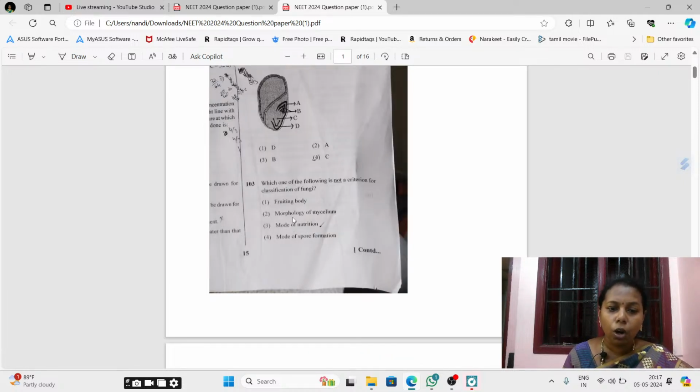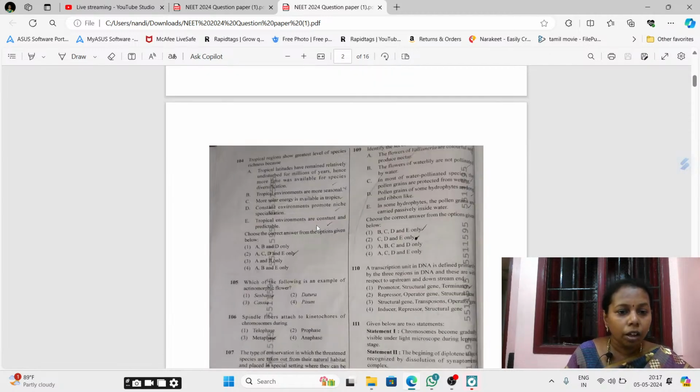Which one of the following is not a criterion for classification of fungi? We take fruiting body and morphology of mycelium, but not mode of nutrition. So 3 is the answer. The fourth one, biodiversity: as such, NCERT lines only. When you take tropical environments, or less seasonal, only that word is changed. So that is wrong. All other statements are correct: A, C, D, E only. So the answer is 2 for question number 4.